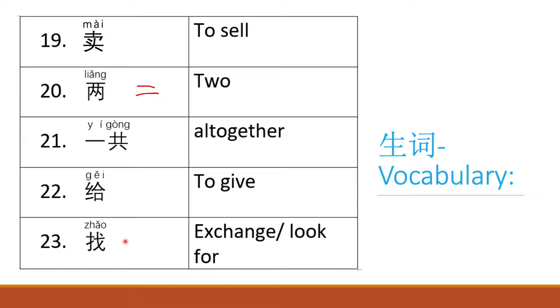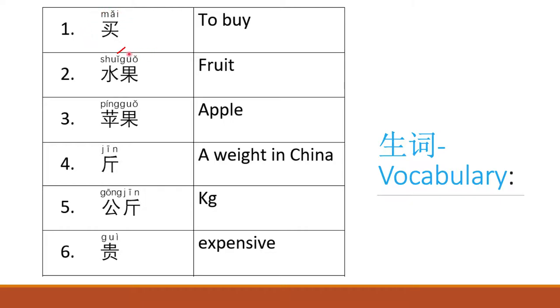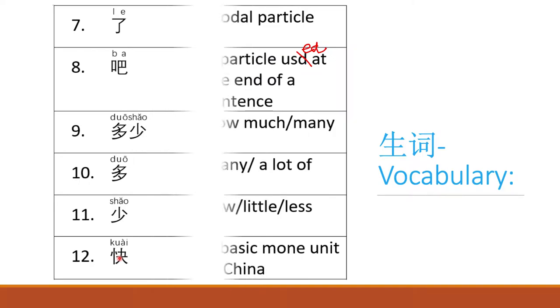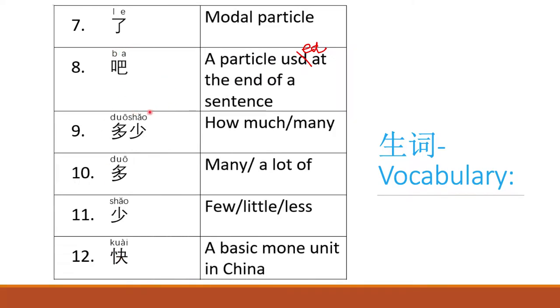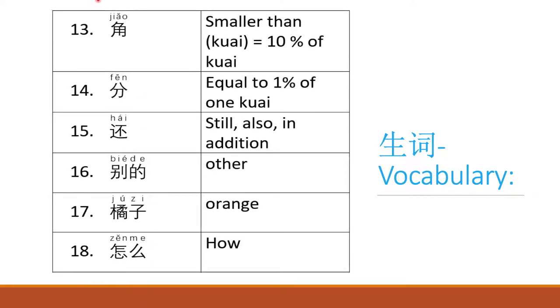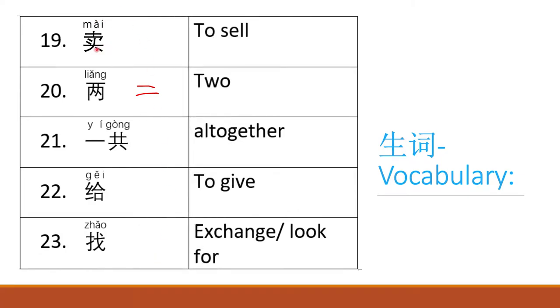Now, one more time, I will go back and read all 23 new words with you guys, okay? So, first one, 买, 水果, 苹果, 斤, 公斤, 贵, 了, 吧, 多少, 多, 少, 块, 角, 分, 还, 别的, 橘子, 怎么, 卖, 两, 一共, 给, 找. Alright, did you make it? So I hope you guys make it.